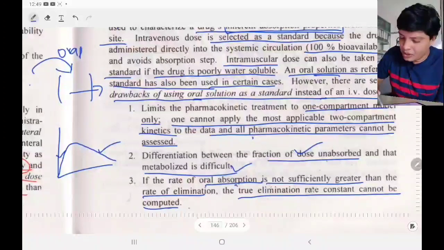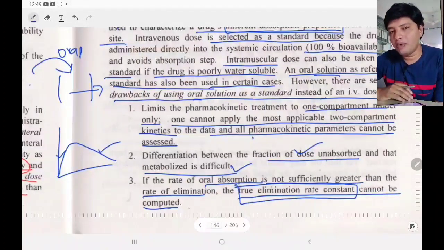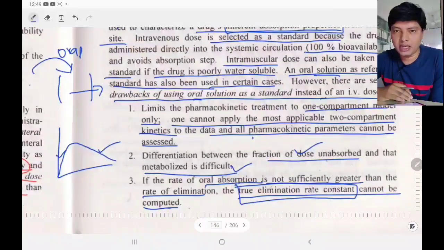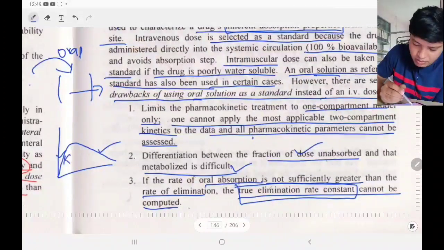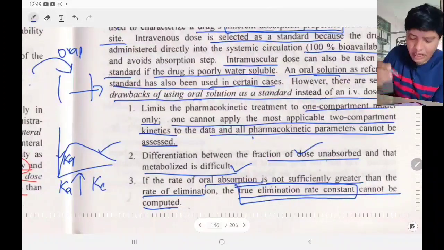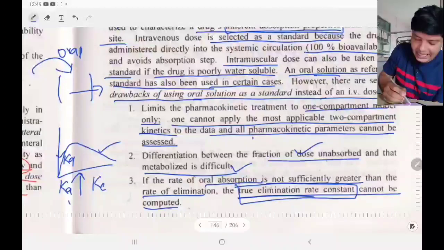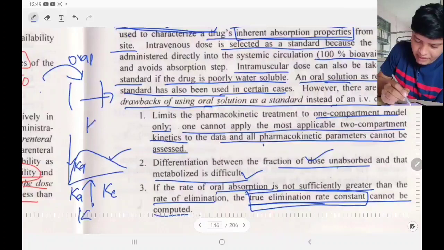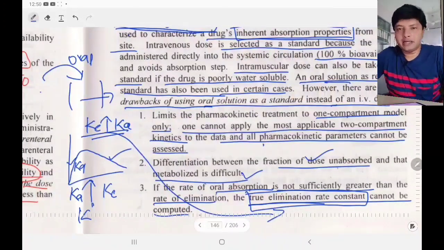In such a case, the true elimination rate constant can't be computed. The absorption rate constant should be more. Ka should be more than Ke. Then only can you compute the true elimination rate constant. If Ke is more than Ka, you can't compute the true elimination rate constant.